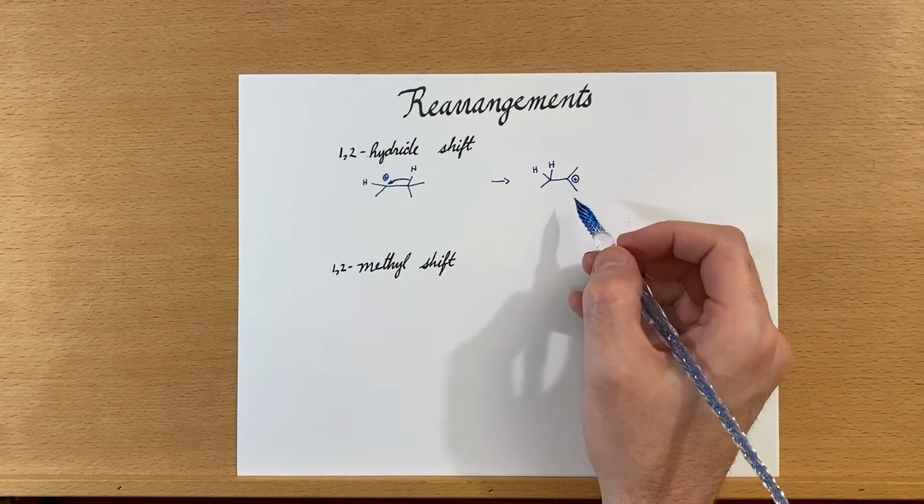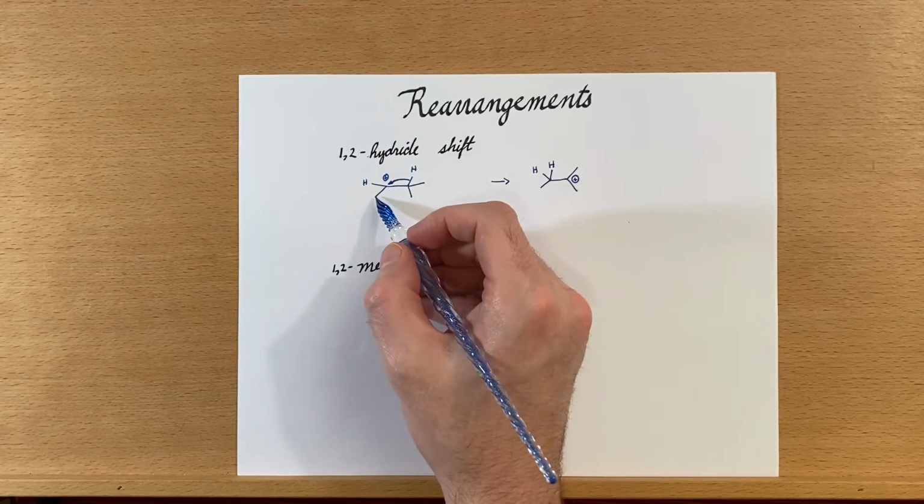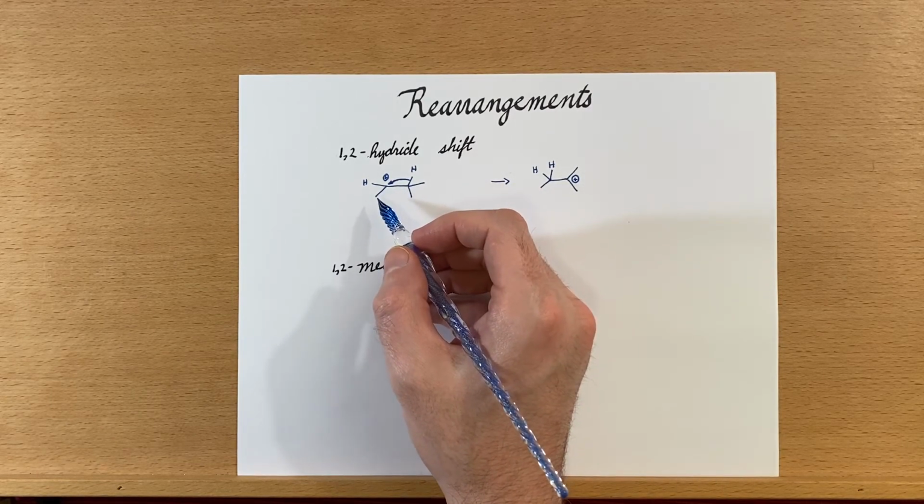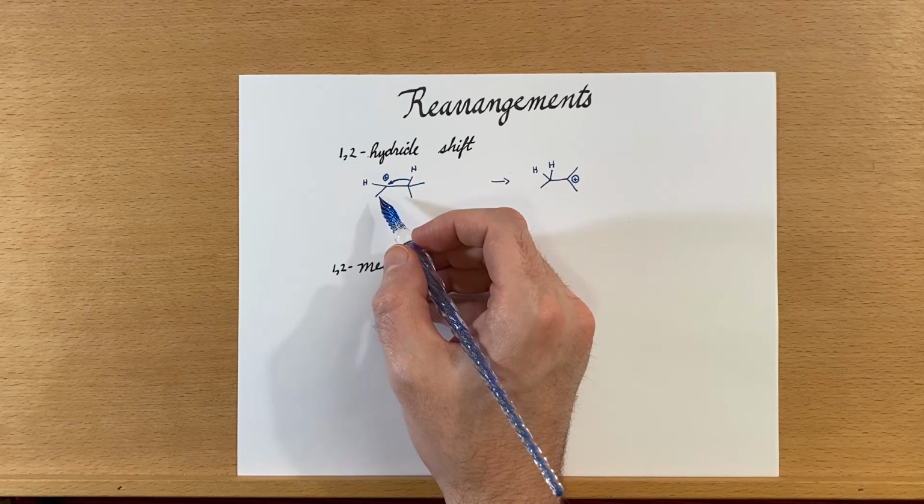Now, this would be very well promoted if instead of this being a carbon, that was a hydrogen. Then this would be a primary carbocation, and that is definitely going to undergo some rearrangements.